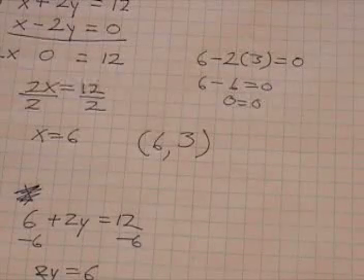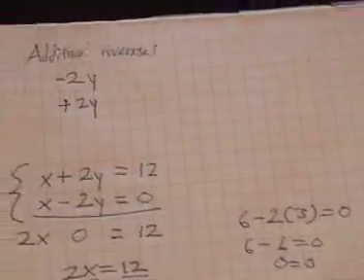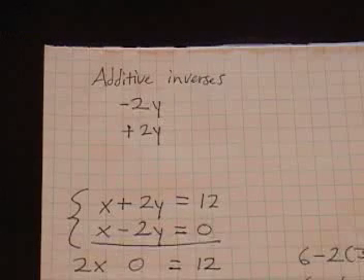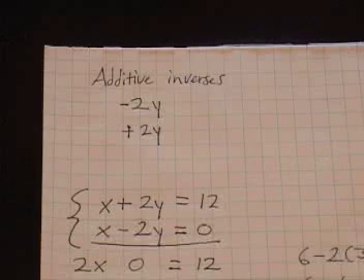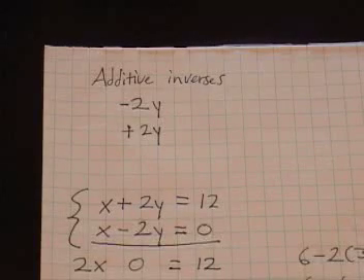Remember, additive inverses up here: same variable, same coefficient, but opposite signs. Those are the key to adding these to solve the simultaneous equations and finding the common solution.